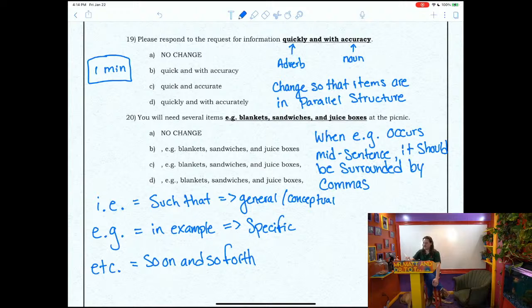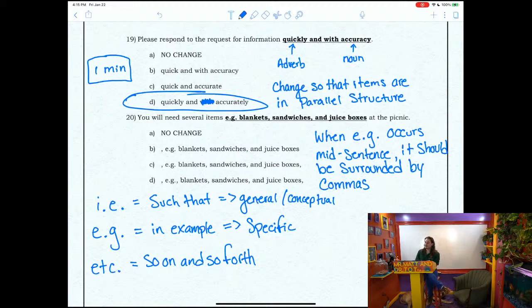19 should be D, without the conjunction "with," and I'm so sorry about that. I was busy writing down these notes for you and did not notice that, so I'm going to take that out. So it should be "quickly and accurately," so that they're both adverbs going back to and modifying the verb "respond." So please respond quickly and accurately. My apologies about that if that threw you off while you were answering. So sorry. 19 was D.